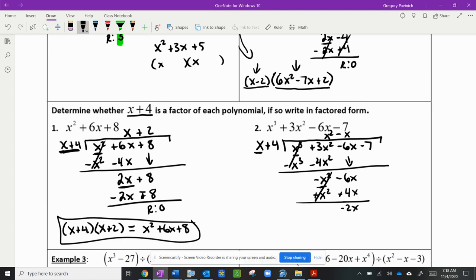Get negative 2x, bring down my negative 7. And now I'm going to find what multiplies by x to get negative 2x, which is a negative 2. Get negative 2x minus 8. Bring my subtraction sign through. I get a remainder of 1. This one is close, but not a factor. So I can't say x plus 4 times x squared minus x minus 2 multiplies to get back the larger cubic polynomial.